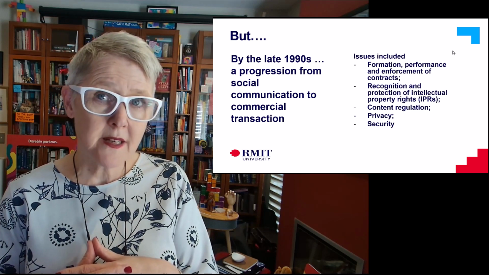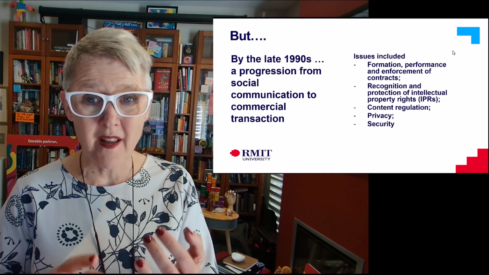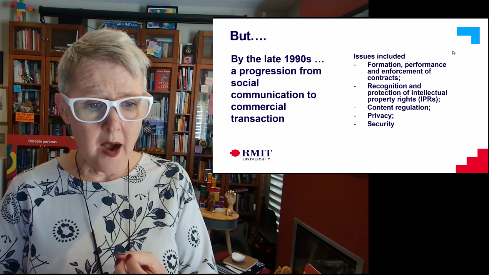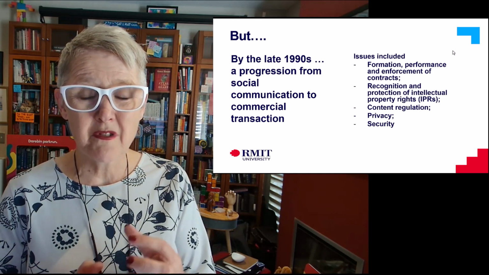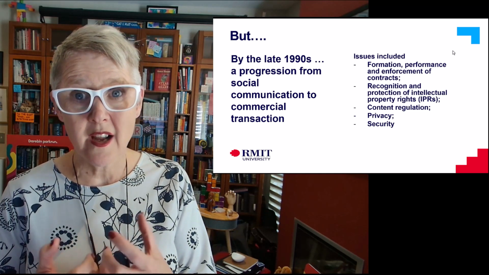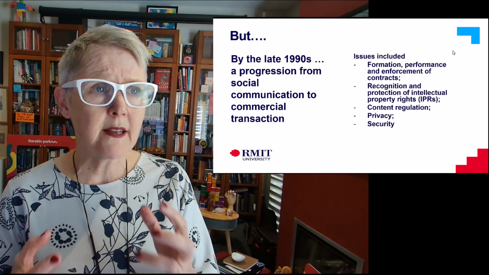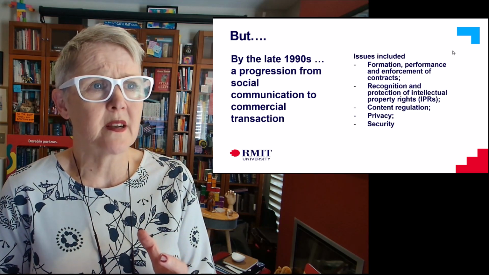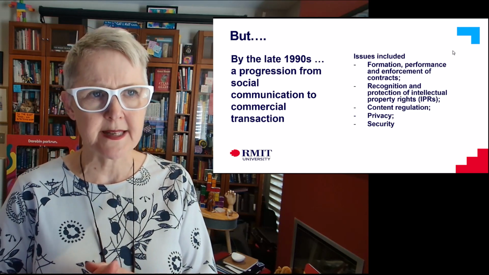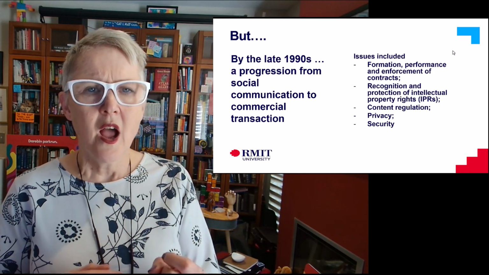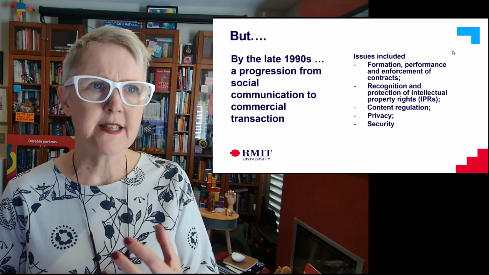I think there is no doubt by the 90s that the real advances that we saw in the development of the internet were largely driven by the porn industry and the gambling industry. Many of the innovations that have become ubiquitous on the internet today were built initially by those industries trying to sell their wares. Of course, they weren't the only ones. But by the late 1990s, we saw that there was a real progression from this idea of a social communication network through to an internet that was largely commercial and transaction-based. A range of issues arose, including how contracts are formed across borders and how are they enforced over the internet.